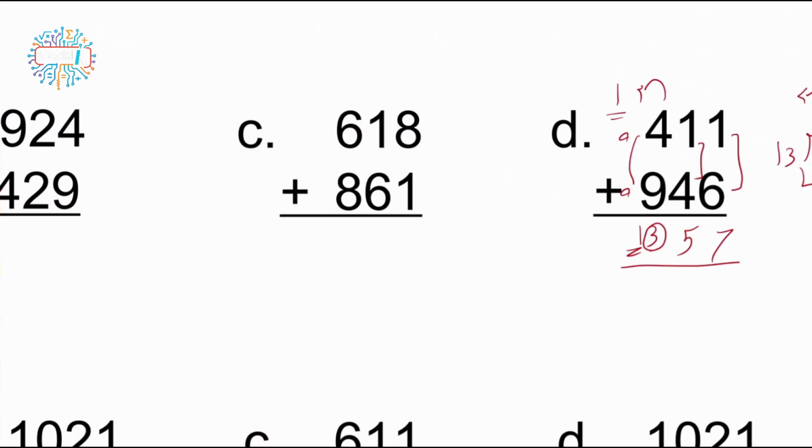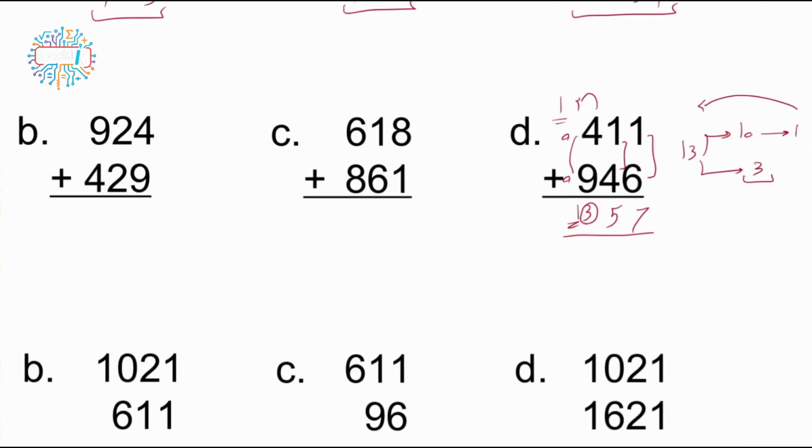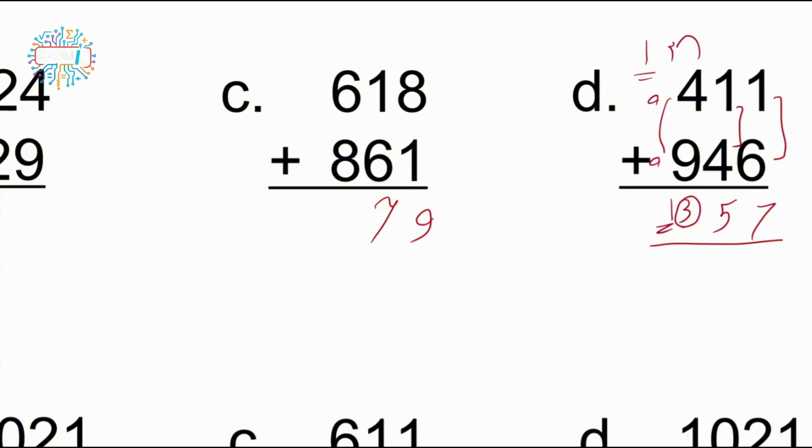So I do have 618, 861. 8 plus 1 is equal to 9. 6 plus 1 is equal to 7. But again, I do have a problem with 6 plus 8, which is 14. Again, 14 equals 10 plus 4. I'm going to move this one carry number to the next point. I'm going to keep that value for my point, and after that, I do have this one as an answer.